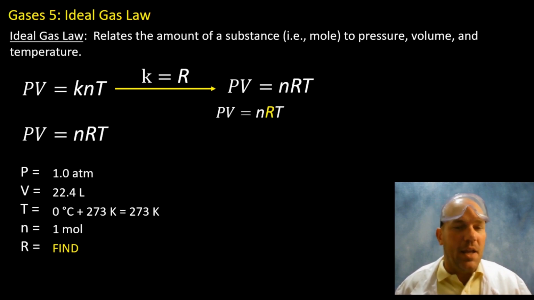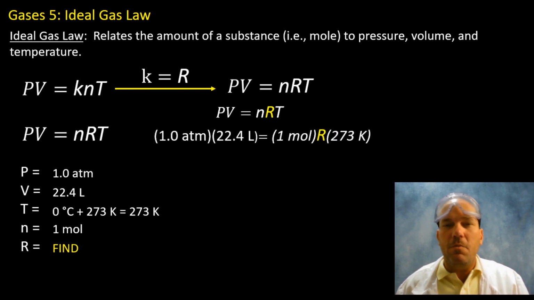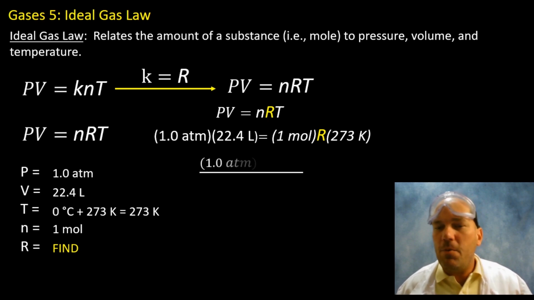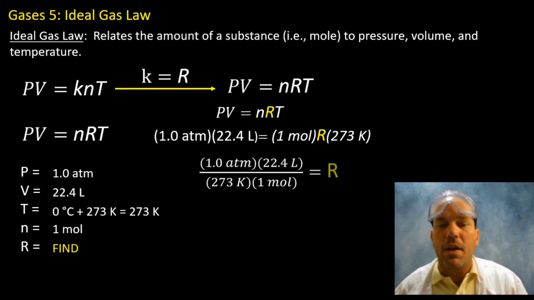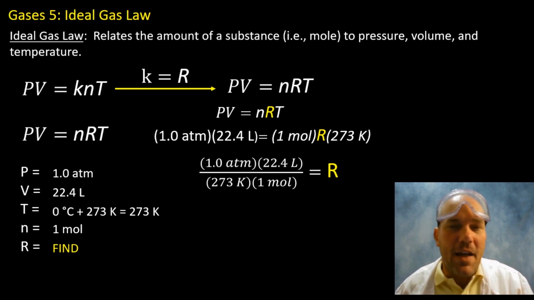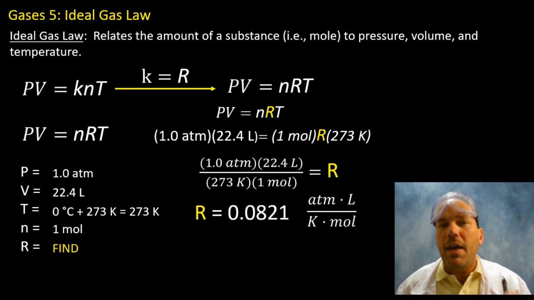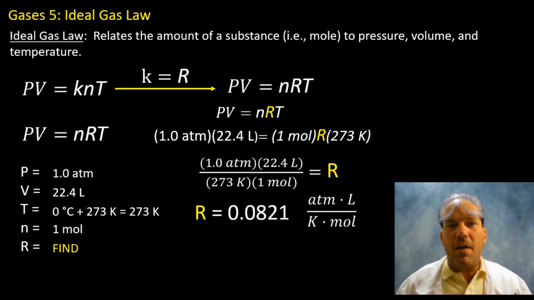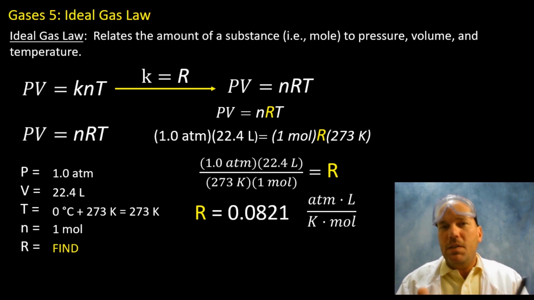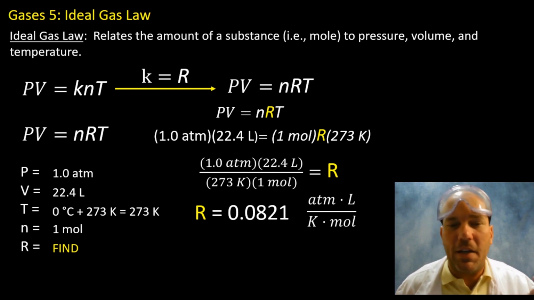Let's go ahead and write down what we know. We know the pressure, we know the volume, we know the amount of the substance, we know the temperature. So all we need to do is algebraically rearrange this to solve for R. When we do this, we get a value of R of 0.0821, and our units would be atmospheres times liters divided by moles times Kelvin. So those are the units for the ideal gas law constant, R.